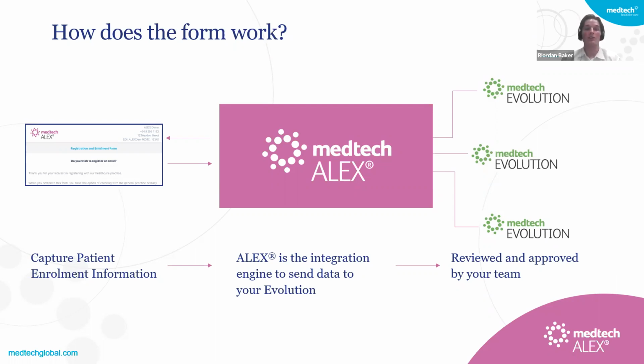The prerequisites to set up the form: you first need to upgrade your Evolution to version 6.2, which is the latest release. It was released at the start of February. Many of you have already completed this, but in the case you have not, please contact your IT provider, schedule a time to upgrade your Evolution version.